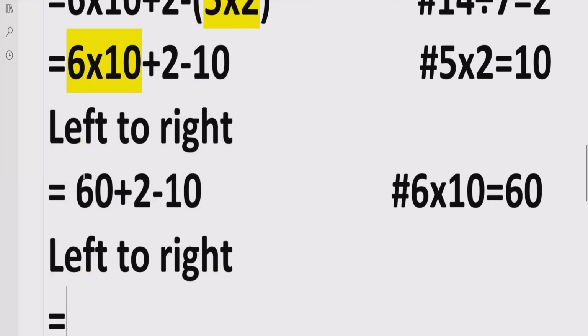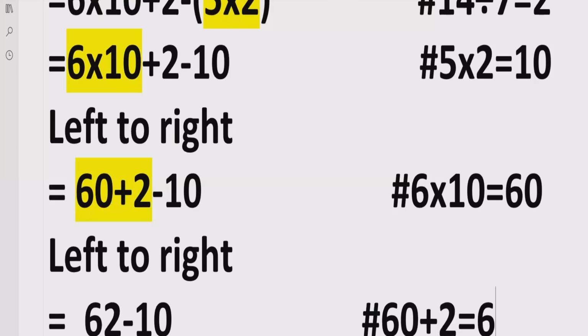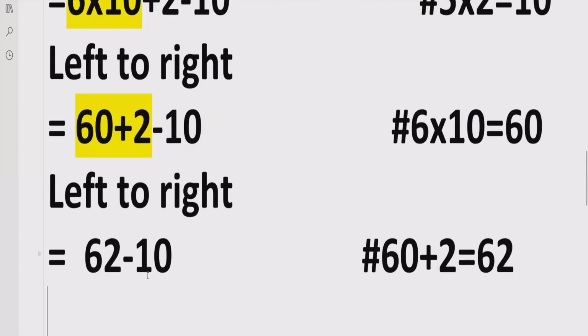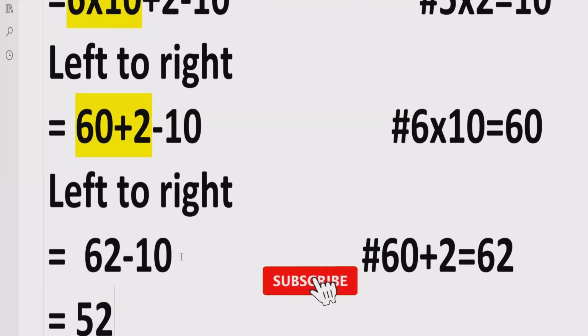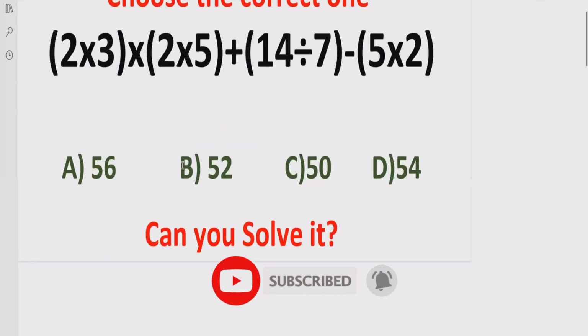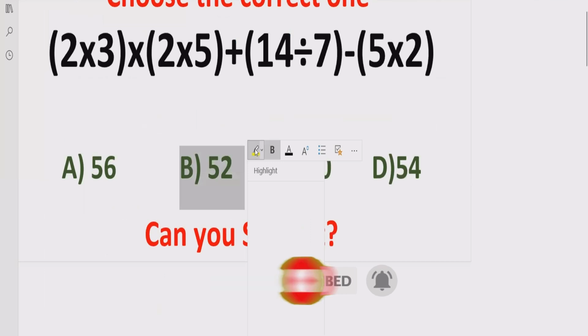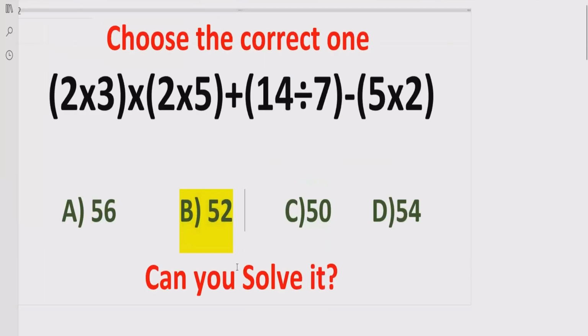Now we have the addition, which is 60 plus 2. So we will write 62 minus 10. And here I will give the reference 60 plus 2 equals 62. Now we have two terms subtracting each other. So the last answer of this expression is 52. The answer of the given expression is 52. If you see the answer list, answer B is the correct answer. So this is the correct way to solve any given expression which is related to arithmetic operations.